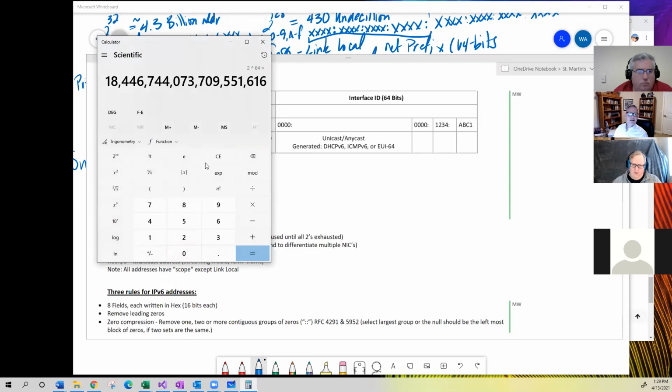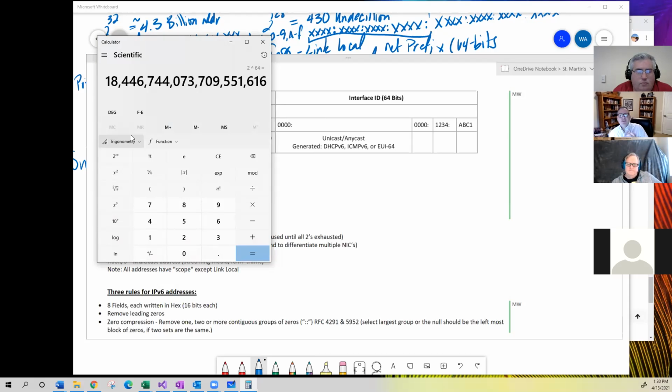So if I do 64, there's thousand, million, billion, trillion. What's after trillion? Quadrillion. Then what's after quadrillion? Quintillion. Yeah, 18 quintillion. So 18 quintillion IP addresses for every subnet that you have. It never changes. So there was that confusion.